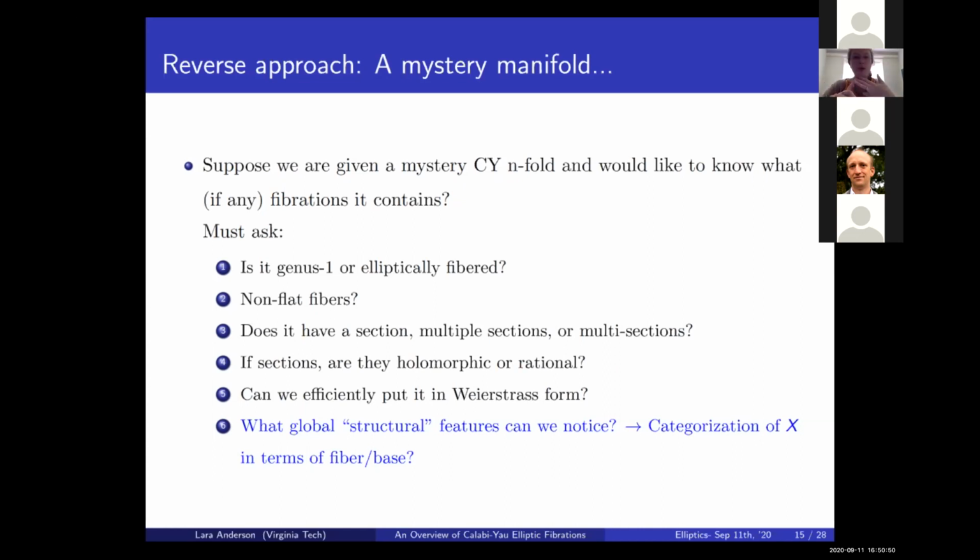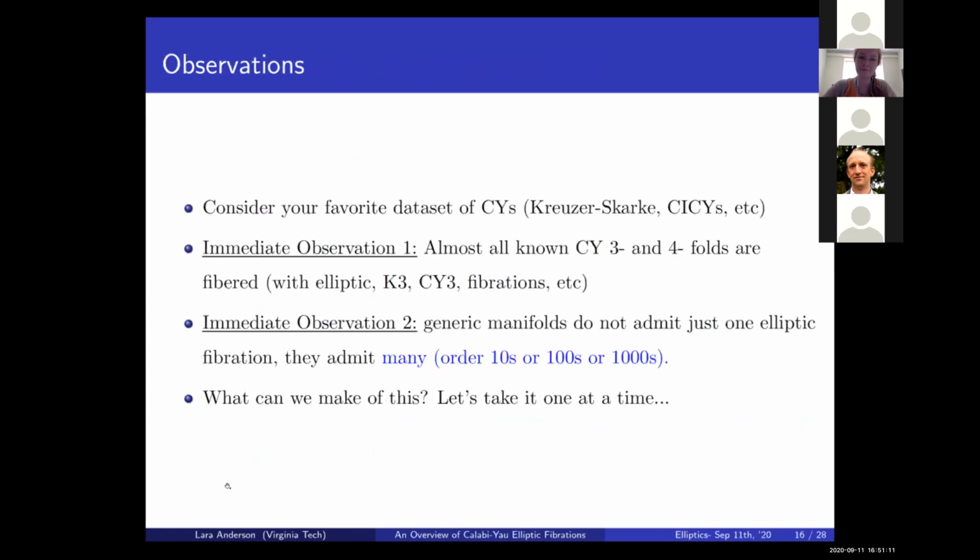You could also ask K3 fibered. You could ask detailed questions about what types of fibers it has, whether there are sections to those fibrations. And do we have a toolkit for actually deciding, within a general set of Calabi-Yaus, where the fibered ones live? Fibered ones are much simpler to characterize. They can be proven to be finite. You can calculate with them very easily. So where do these fit in this broader data set?